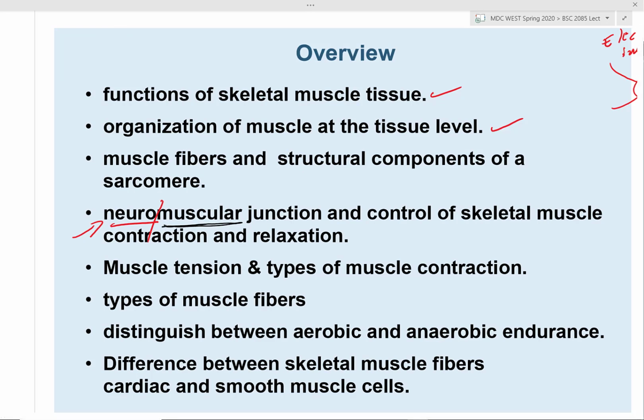To contract, to move. Does that make sense? So that's the neuromuscular junction. It's a union between a neuron and a muscle. Each one of those muscles.